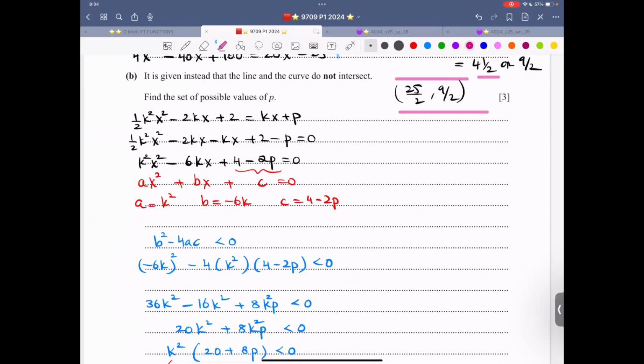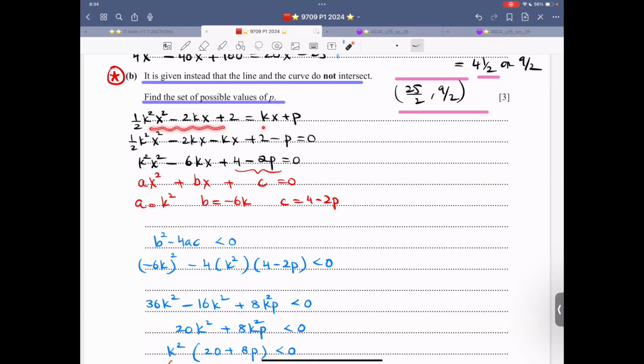Now comes the most awaited part, which is about the discriminant. It is given instead that the line and the curve do not intersect. Find the set of possible values of p. But this part is not as straightforward as it used to be. There is a slight twist in it. Now we have two unknowns. So how can we solve?